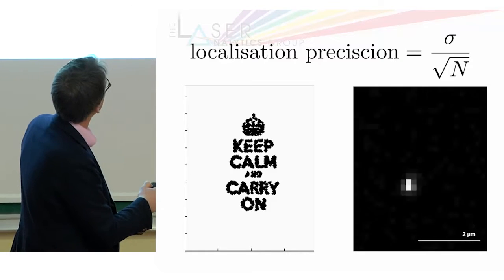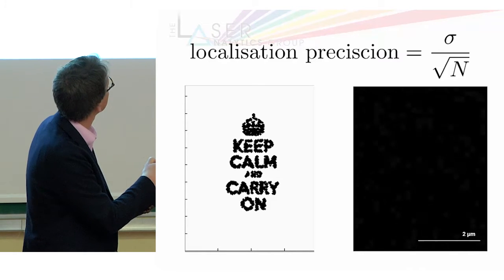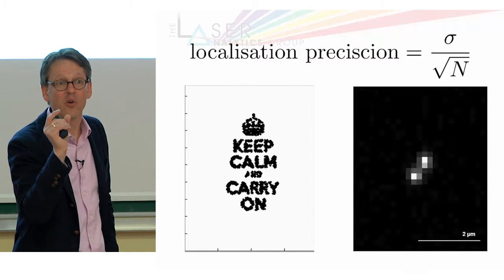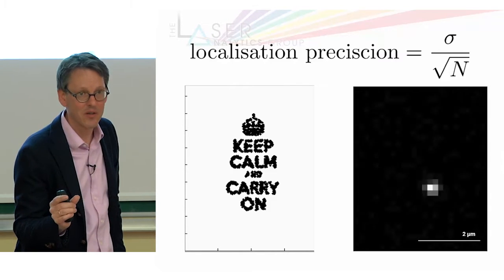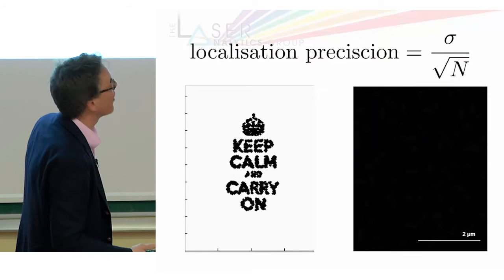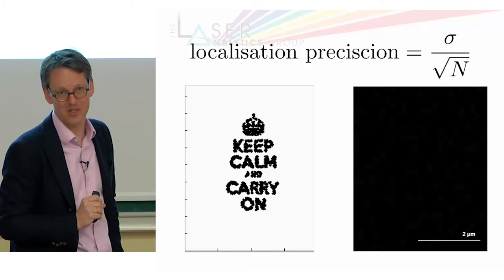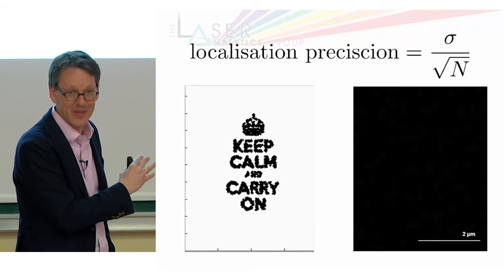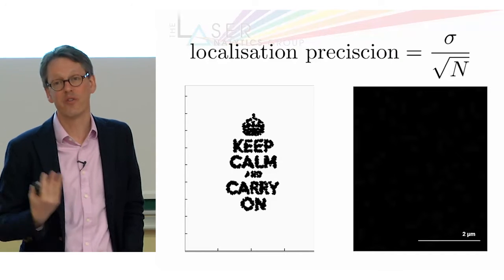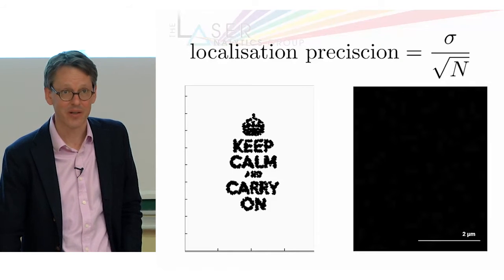So if I have 100 photons, I go from 300 nanometers divided by the square root of 100, which is 300 nanometers divided by 10. So I go down to a localization precision of 30 nanometers. With 10,000 photons per molecule, I get a localization precision of 300 divided by 100, which would be 3 nanometers. Of course, there are other factors that then come in, but routinely we can localize in the laboratory now with typical fluorophores that we use in biology to about 10 nanometers in size.